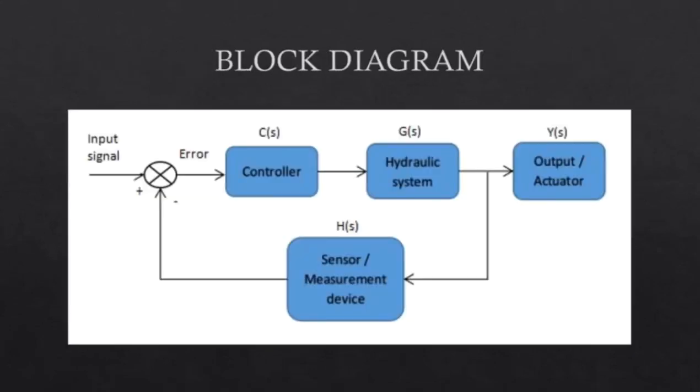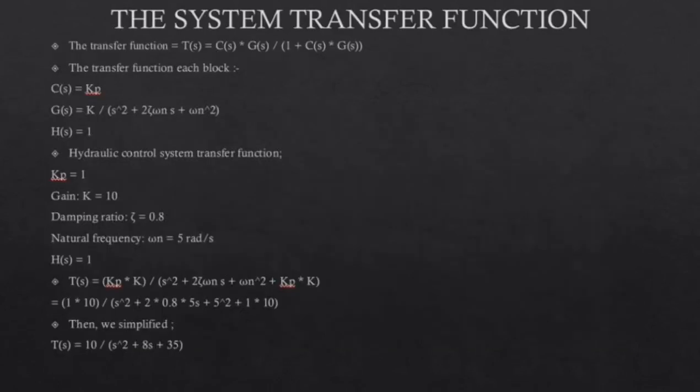Now let's move on to the block diagram. This is a block diagram for the hydraulic control system, which starts with the input signal and then the controller C(s), the hydraulic system G(s), the output or actuator Y(s), and the sensor as feedback. The transfer function of the hydraulic control system from the block diagram is T(s) equals C(s) multiplied with G(s) divided by 1 plus C(s) multiplied with G(s).